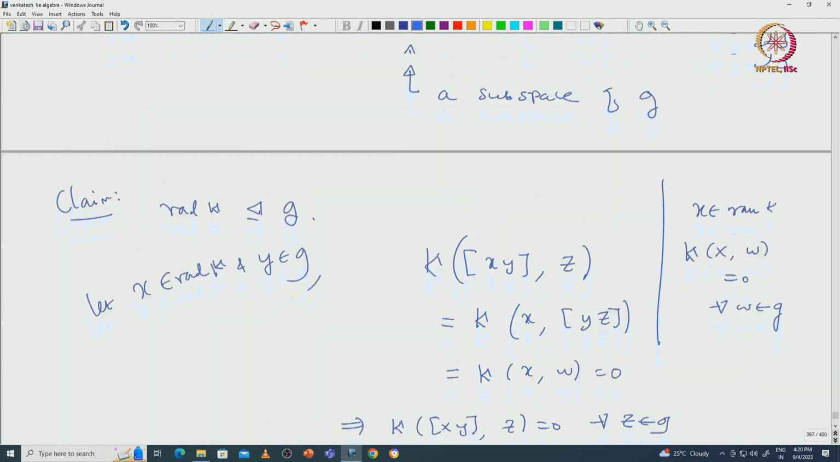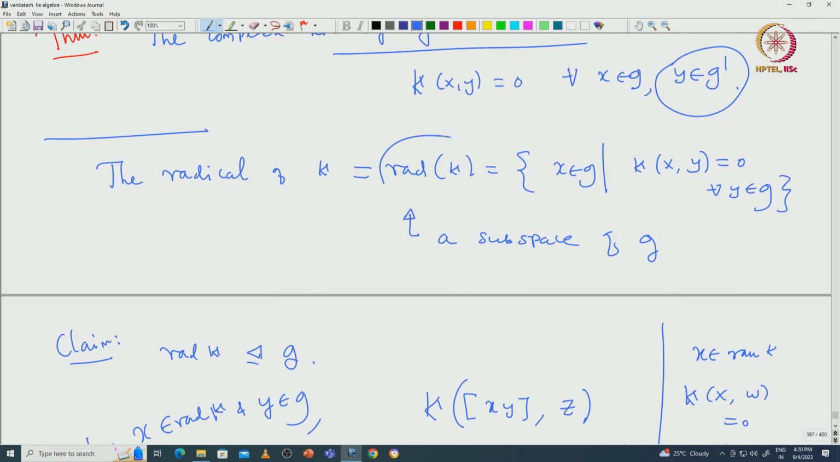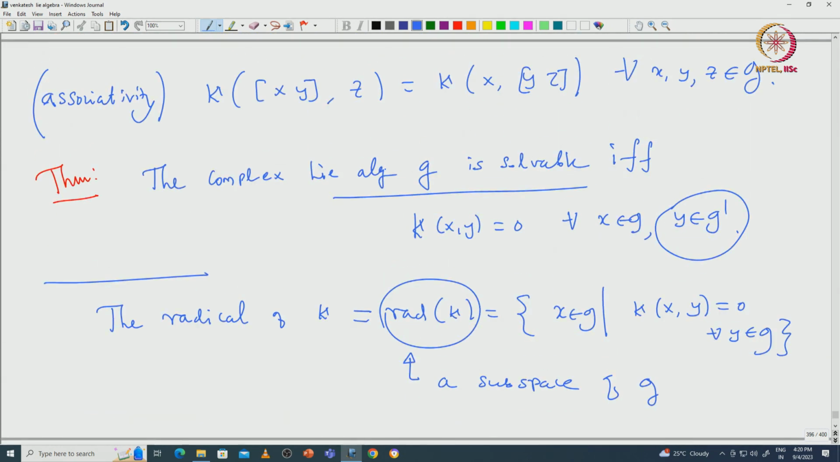So, this is a somewhat important ideal. Solvability is actually equivalent to saying that G dash is contained in the radical of kappa. We will soon see that for semisimplicity it is completely the opposite thing. For semisimplicity, this radical should be 0. So, it is as small as possible, which is 0.